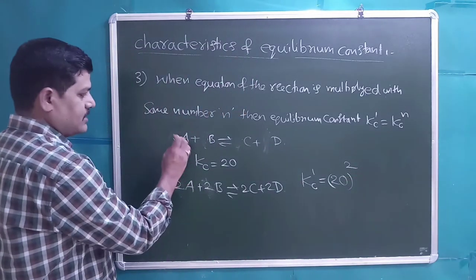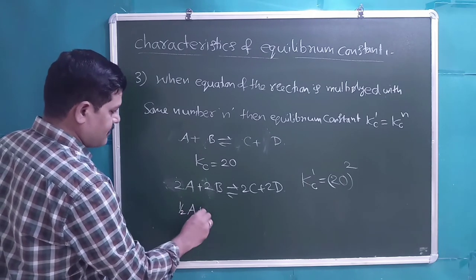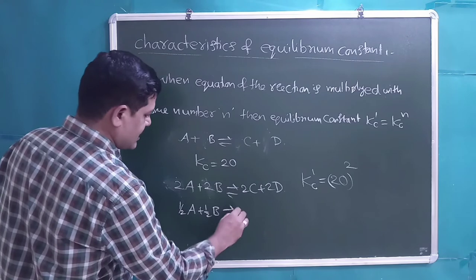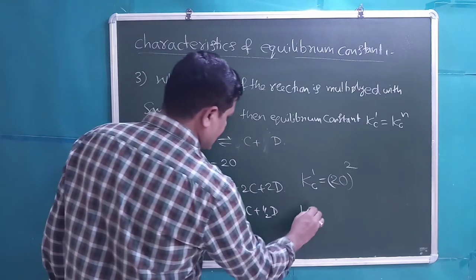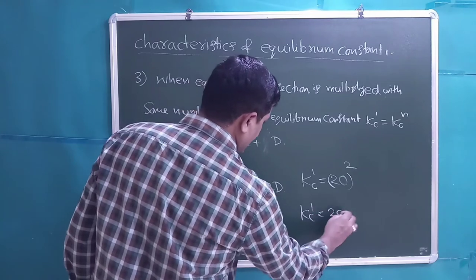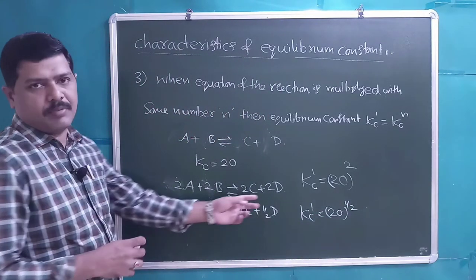Similarly, students, if it is multiplied by 1 by 2, that is 1 by 2 A plus 1 by 2 B gives rise to 1 by 2 C plus 1 by 2 D, then Kc dash will be 20 power 1 by 2.